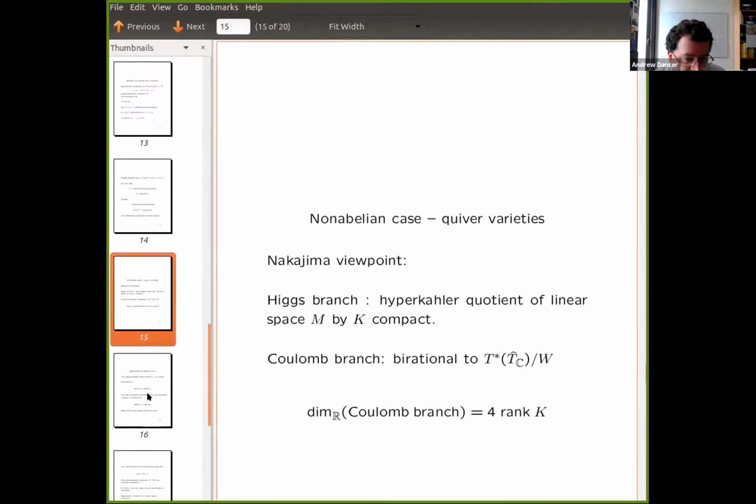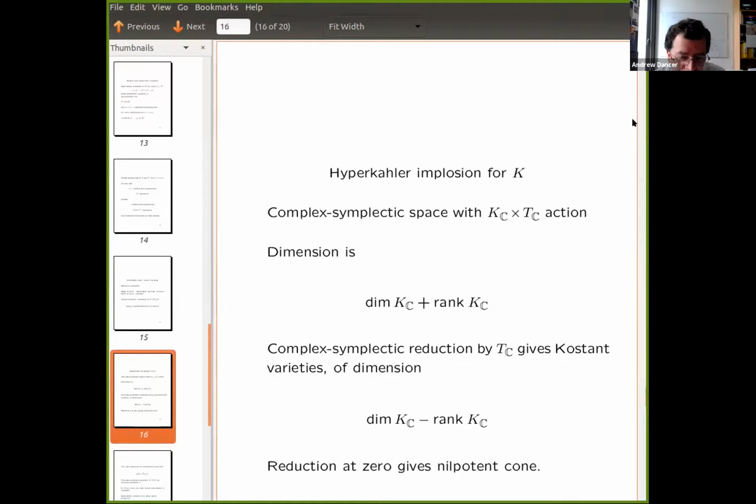Okay, so we've been looking at a family of examples because there's a nice kind of space called the hyperkähler implosion associated to a group that fits into this duality framework. So this is a hyperkähler, or at least holomorphic symplectic, space with K_C × T_C action of the complexification of K and of its maximal torus.